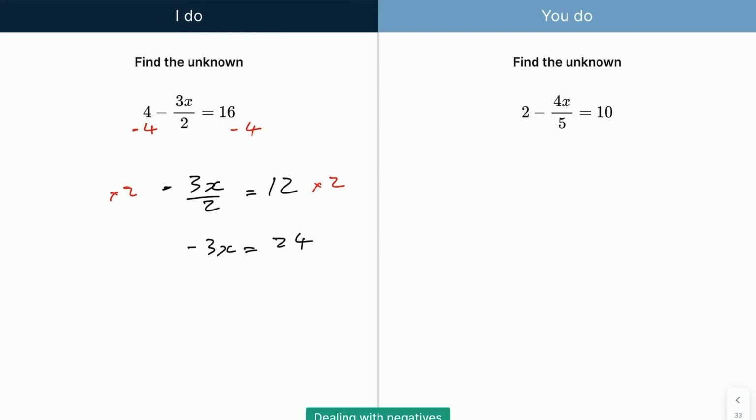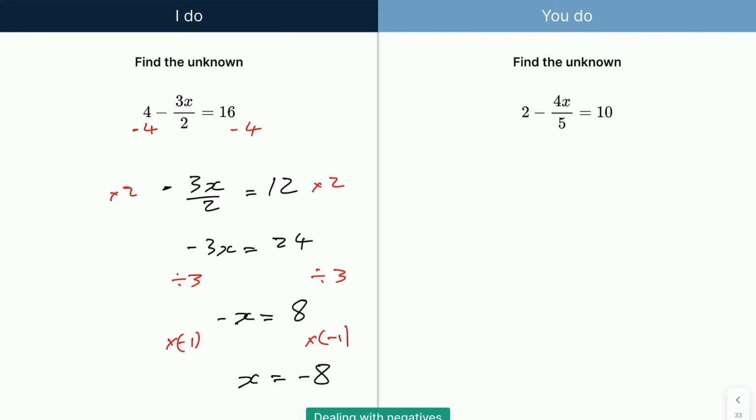Next, I'm going to get rid of the 3. We have minus x is equal to 24 divided by 3, which gives you 8. And finally, remember, we're not looking to find minus x, we want x, right? So we're going to times each side by minus 1. And that gives me x is equal to minus 8. And you can always substitute that back in to make sure you get the right answer.